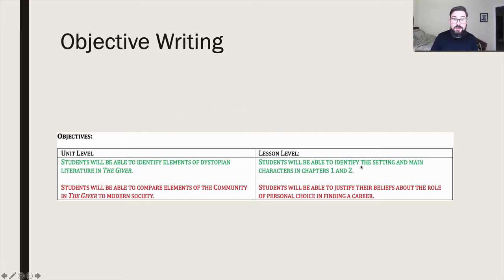So you can see how those are related. And then students will be able to justify their beliefs about the role of personal choice in finding a career. You can see how that is a lesson level goal that feeds into this notion of the elements of the community in The Giver in modern society. And so really you do want your unit level and lesson level to feed into one another, because your lesson level helps you determine whether or not you are meeting those benchmarks that you will expect by the end of your unit.